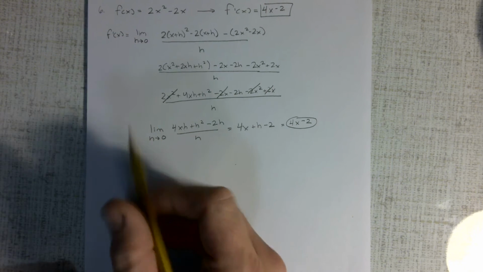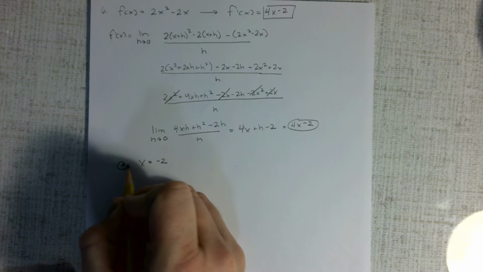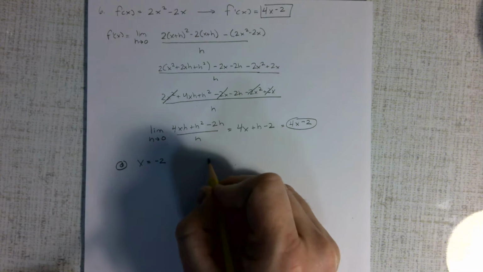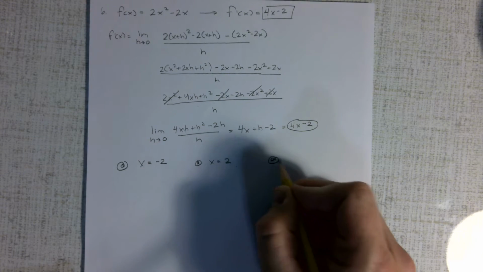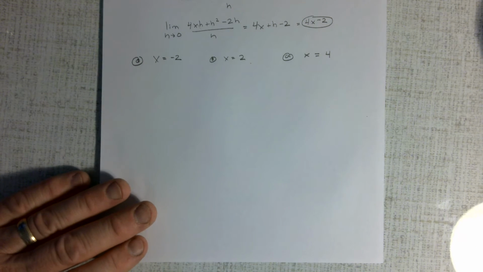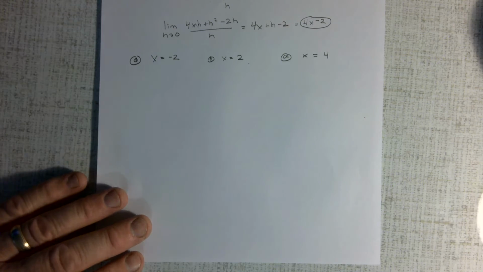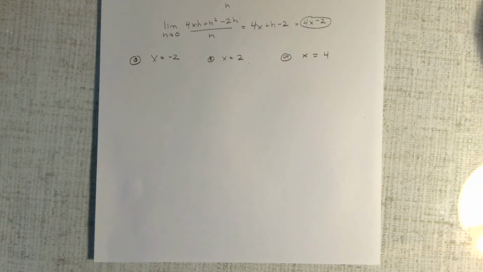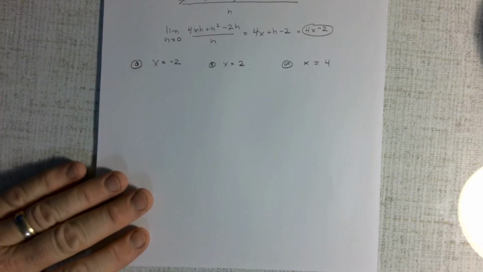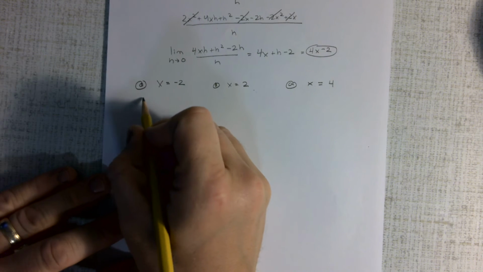So my points now are x equals negative 2, and x equals 2, and at x equals 4. So I have those points I have to find out now. I have to find a line that's going to go to those points right there. Alright, let's go ahead and set up our lines.